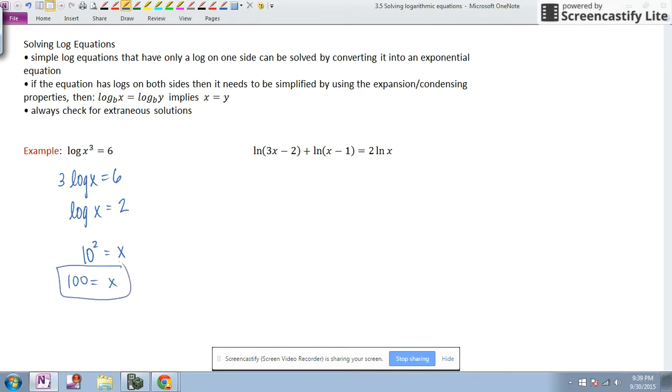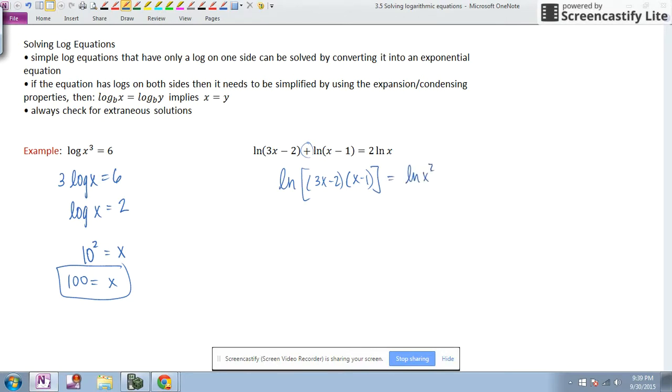Also, on this other example here, notice I have two natural logs, and actually I have natural logs all over the place. Sometimes it will be nicer to condense those natural logs. Like I remember if you have a log plus a log, then you could multiply those logs together. So I can do the natural log of 3x minus 2 times x minus 1. I will only have one log then, equals maybe the natural log of x squared.